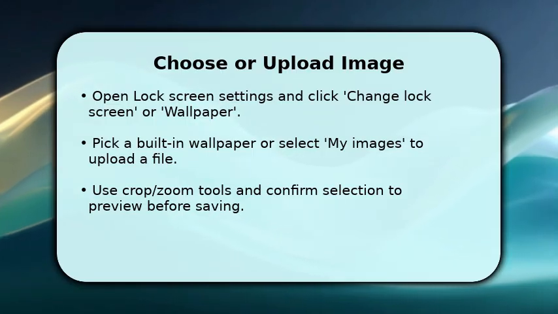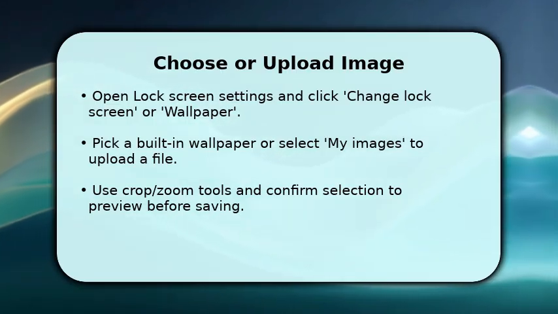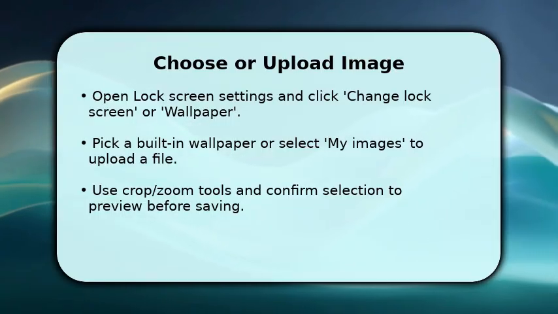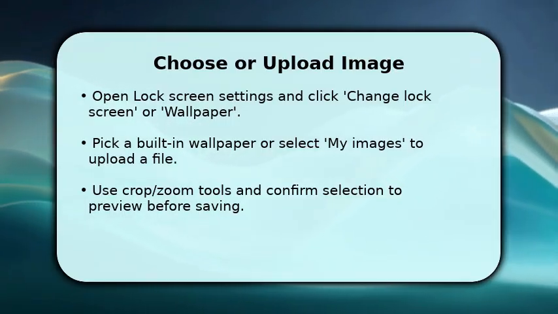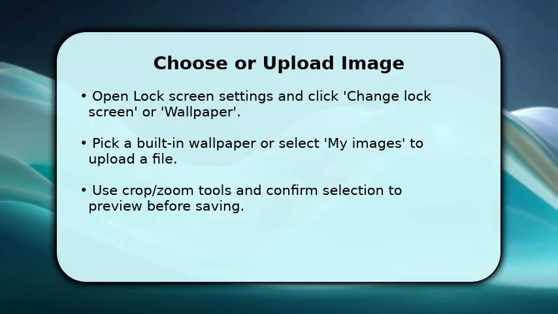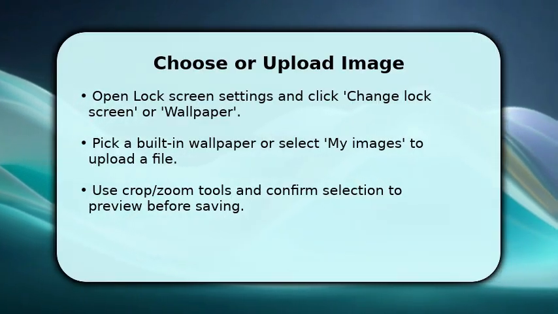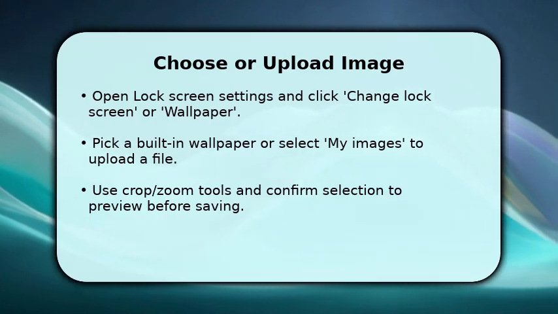If you upload, click My Images, navigate to the file, and select it. Chromebook accepts common formats like JPG and PNG. Use the crop and zoom controls to position the photo. These tools ensure the image fits the screen and the sign-in area.